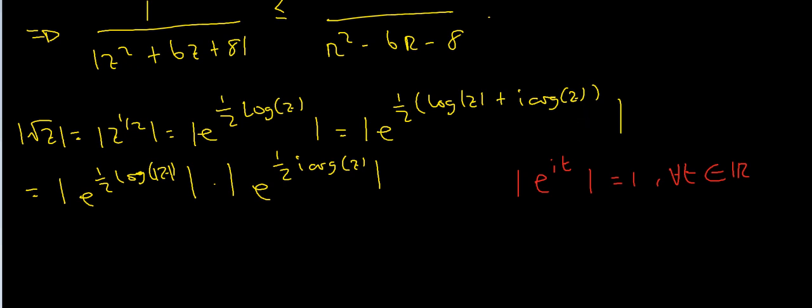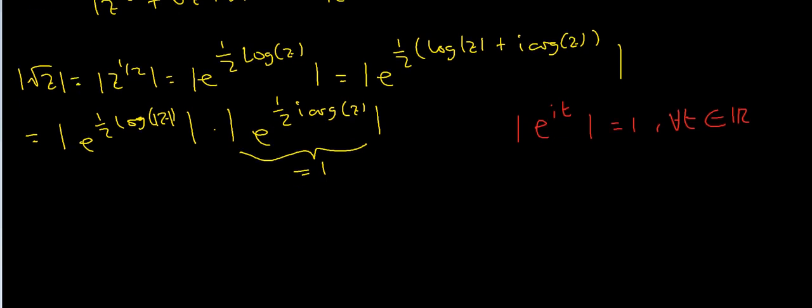So we can therefore use this fact in the following way. We've got e to the power 1/2 i arg z. This is of the form e to the it, where t is a half arg z, and a half arg z is always a real number, so I can safely say that that's equal to 1. So I can basically forget about that term. What about the first term? So I'm left with e to the power 1/2 log of the modulus of z, and the modulus of z is just r, so that's the modulus of e to the 1/2 log r.